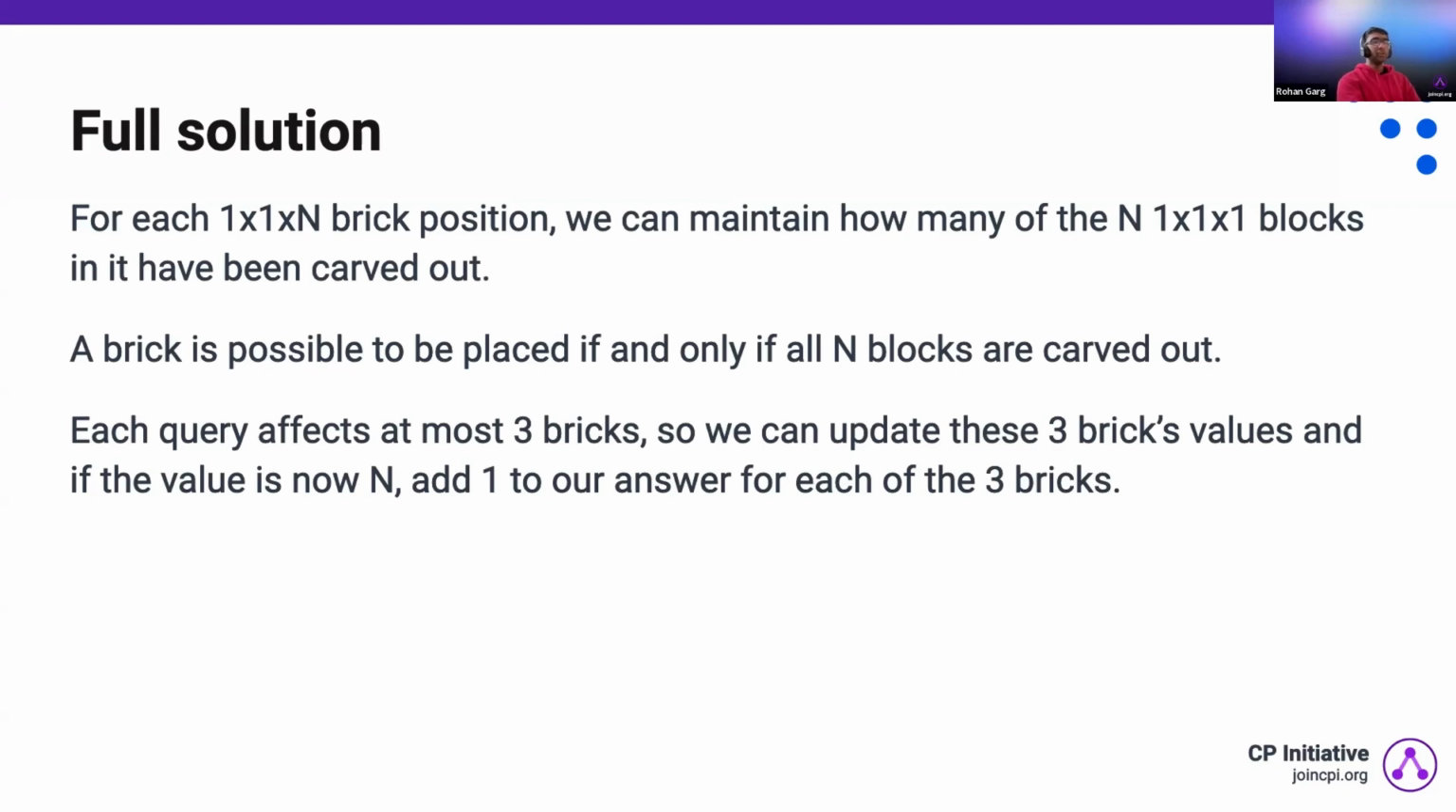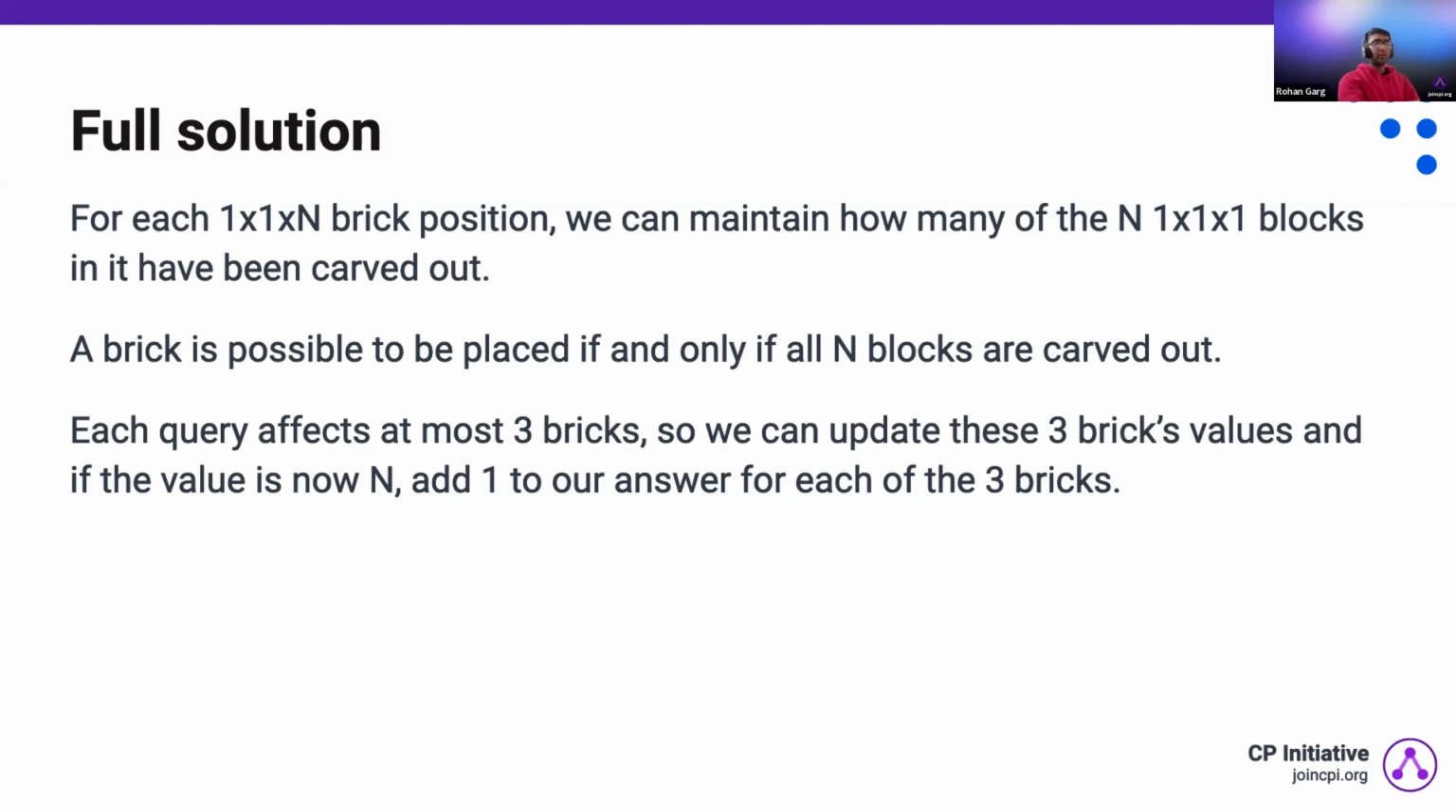So for each of the three n squared bricks, you can maintain how many of the n blocks in it have been carved out. The way you do this is by storing three arrays for each of the three types of bricks. Notice that for each type of brick, there are n squared different bricks, so 3n squared in total. If you store this in three n by n arrays, you can store how many have been carved out.